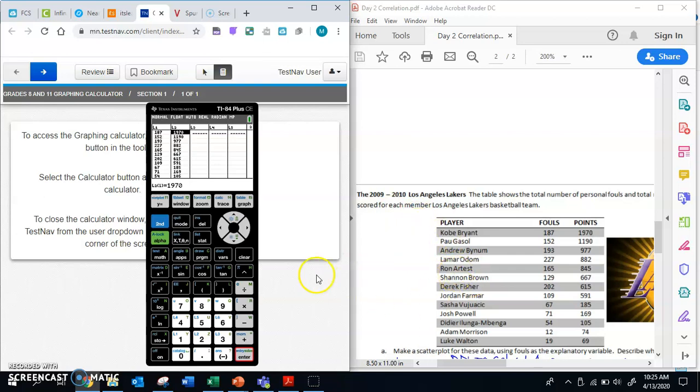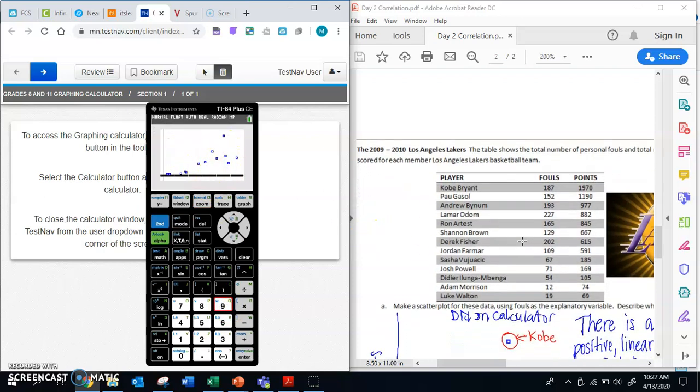All right, so in order to graph this, we've got fouls in list 1, points in list 2, and what I want to do in order to record it is I'm going to hit second y equals, and then I've got plot 1, I'm going to hit enter, and then make sure it's on, and then for the type, it's the first type, your X list is list 1, your Y list is list 2, and then we're going to hit zoom, and then 9. And then right here, we've got our graph.